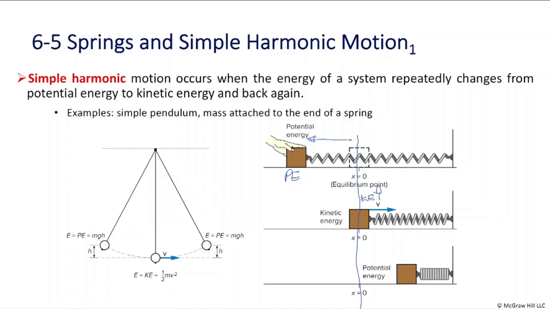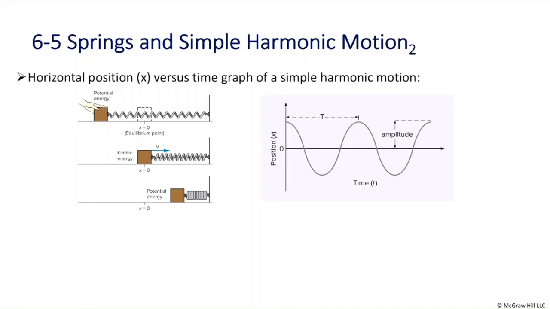But it will not stop there. It will pass this equilibrium position and compress a little, gaining potential energy again. And before it reverses back, the kinetic energy would be momentarily zero. Then the mass reverses direction and this process will occur repeatedly. So in simple harmonic motion, the energy of the system continually changes from potential energy to kinetic energy and back again.